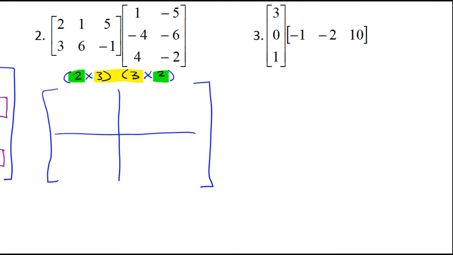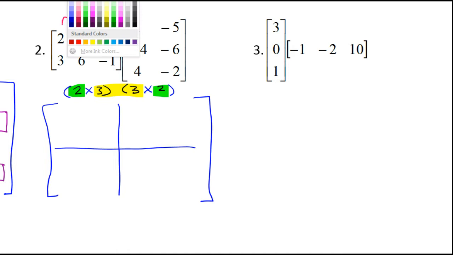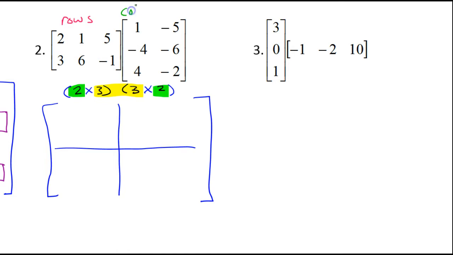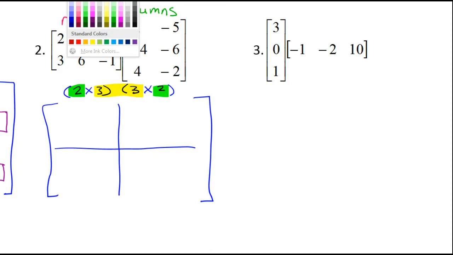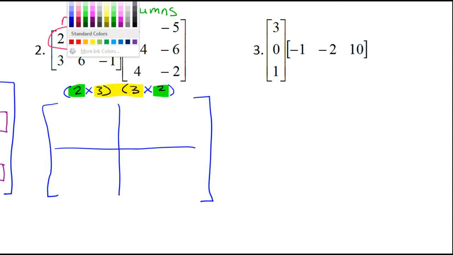Okay, now remember, I'm going to be multiplying rows by columns. All the rows are going to come from the first matrix. All the columns are going to come from the second matrix. So, this first entry is in row 1 and column 1. Therefore, I will multiply row 1 times column 1.